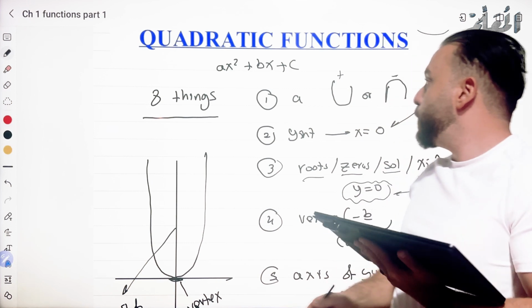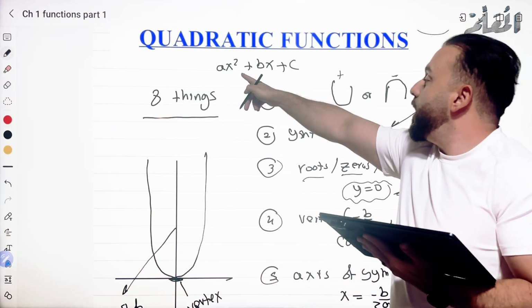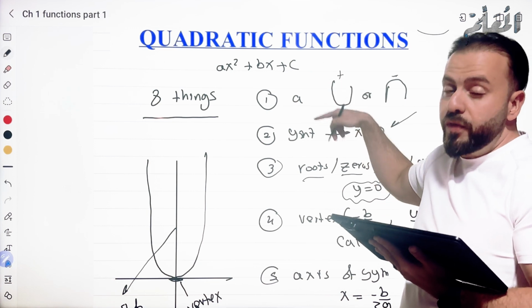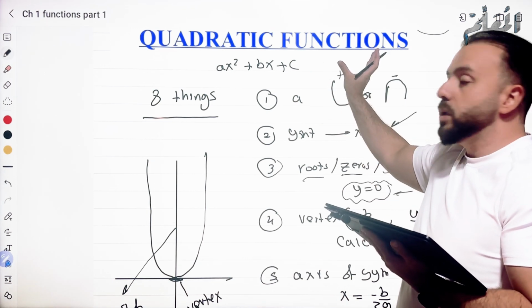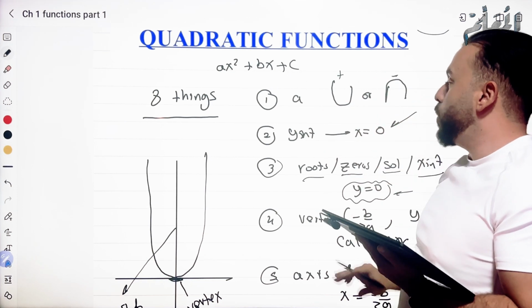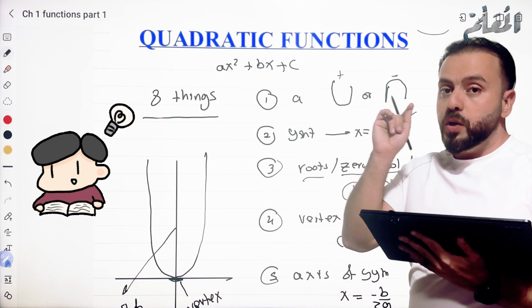The first thing is to put in your mind the a. If a is positive, the concavity of the parabola is upward. And if a is negative, the concavity is what? Downward. This is the first thing you should know.